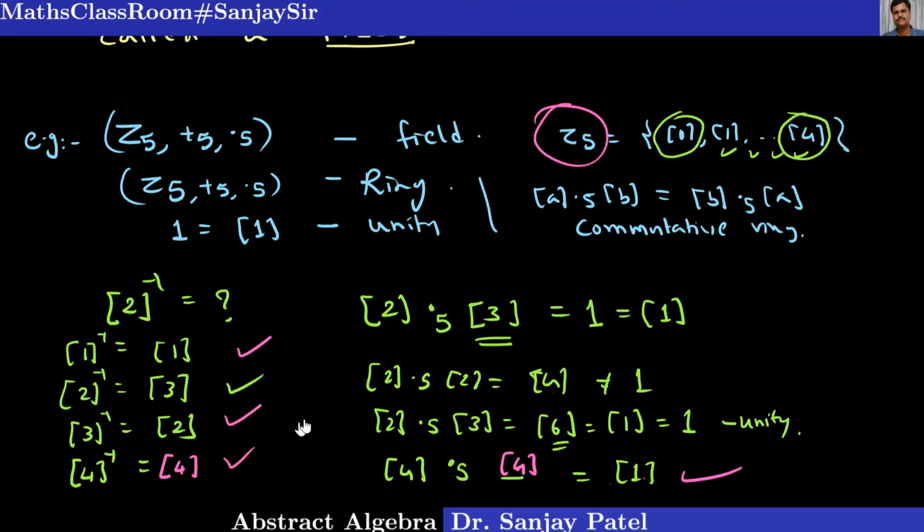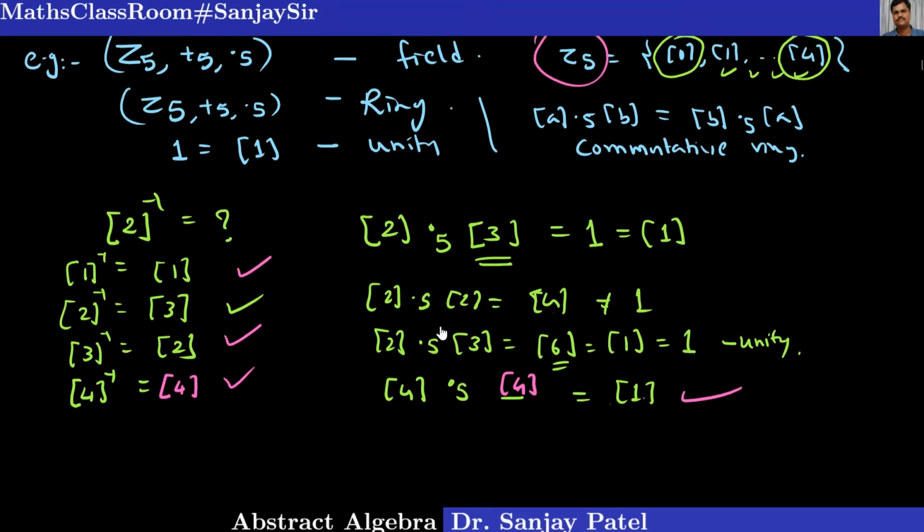So as a conclusion, I can say that Z5 is a field. It is a commutative ring with unity in which every non-zero element has a multiplicative inverse. These examples are just to explain the meaning of a field or integral domain. Let us make a list of all the rings and check all the properties. So let me prepare a table for this.